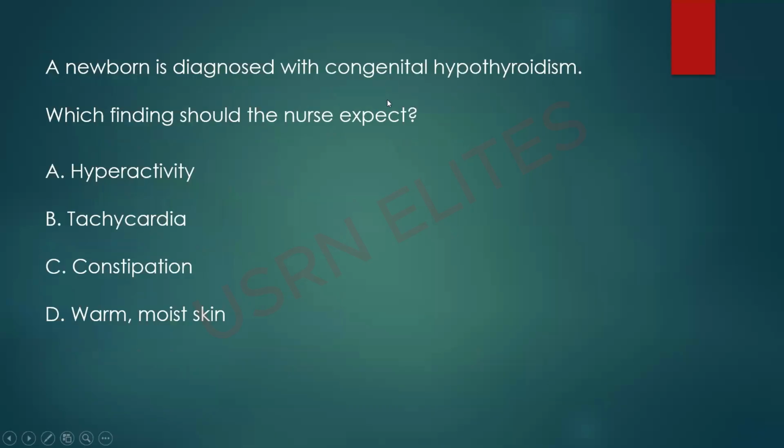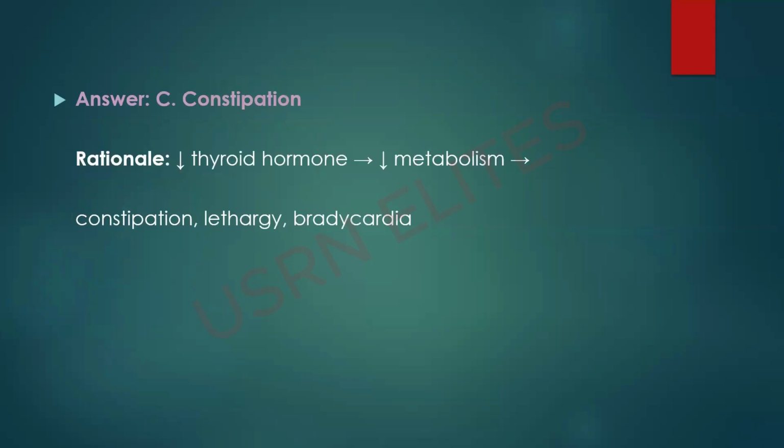A newborn is diagnosed with congenital hypothyroidism. Which finding should the nurse expect? A. Hyperactivity. B. Tachycardia. C. Constipation. D. Warm, moist skin. Constipation. Do we all agree? Yes, constipation. Okay. Who doesn't agree it's constipation?